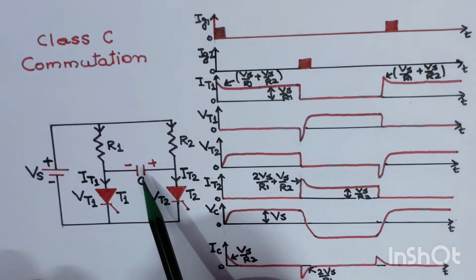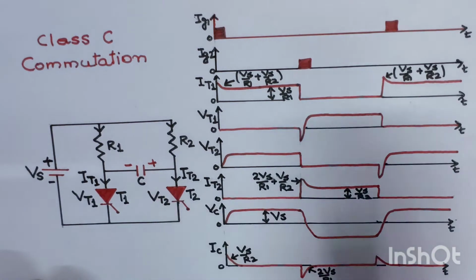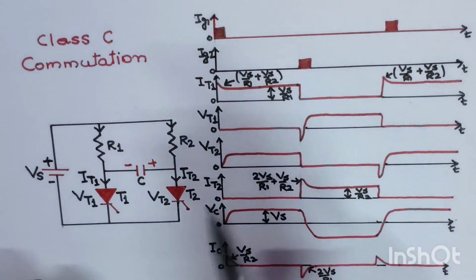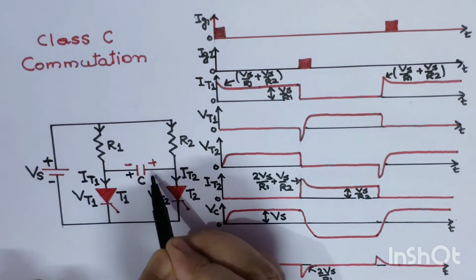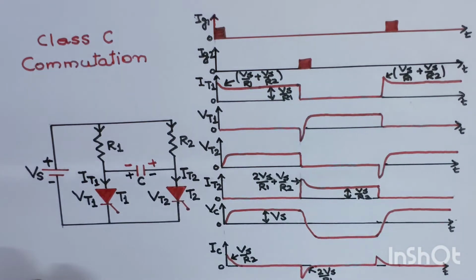So in this case, once this capacitor C is charged, capacitor C will charge in the opposite direction and the polarity will be reversed. How will the polarity be reversed? This will become positive and this will become negative. So now once the capacitor is charged in the reverse direction, what will happen? If we switch on the thyristor T1, it will automatically switch off the thyristor T2.